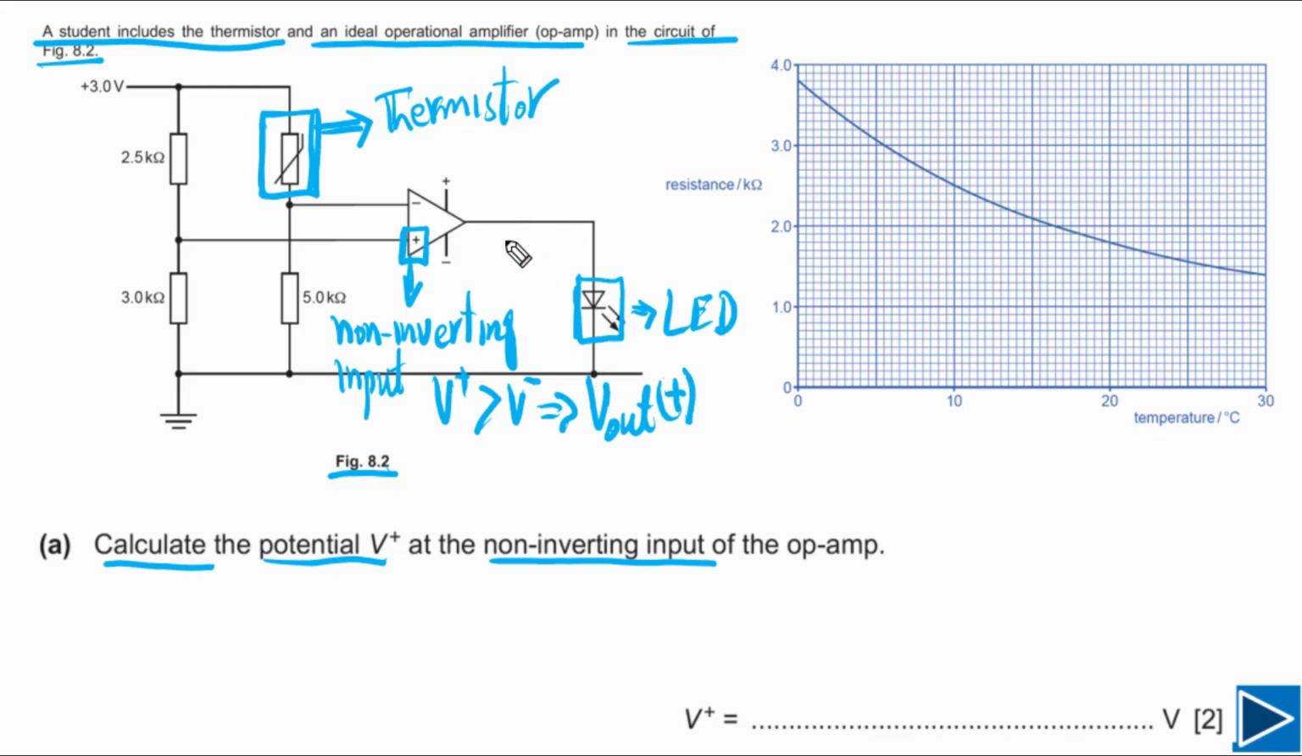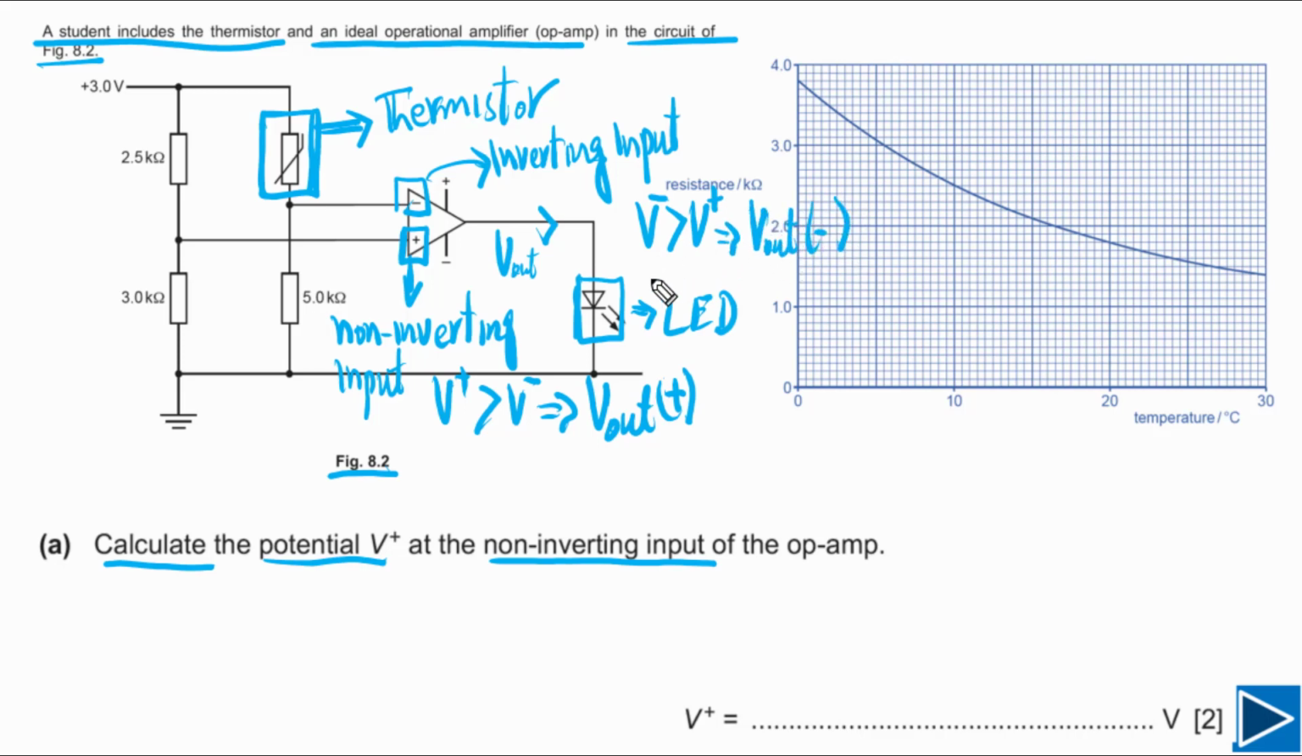This is very important. When V out is positive, current will flow like this. The second input, with the negative sign, is the inverting input. We need to understand these things. Even though we don't need them for this question right now, you need to understand them. It simply means if V minus is greater than V plus, V out will be negative.